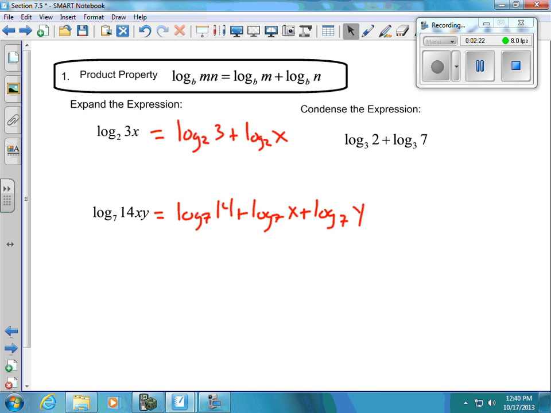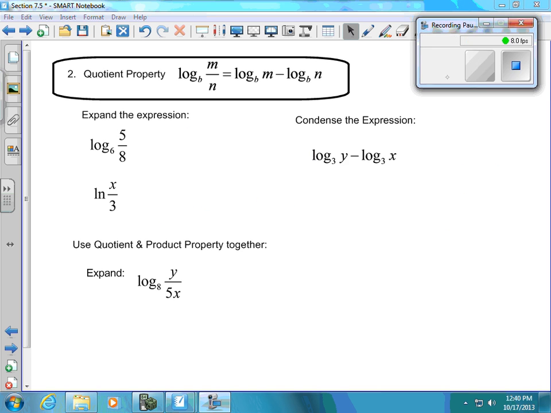Condensing, log base 3 of 2 plus log base 3 of 7, they have the same base. So I can write this as log base 3 of 2 times 7, or log base 3 of 14. So that's the product property.